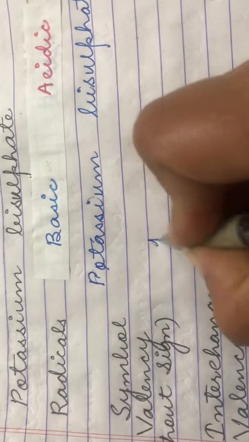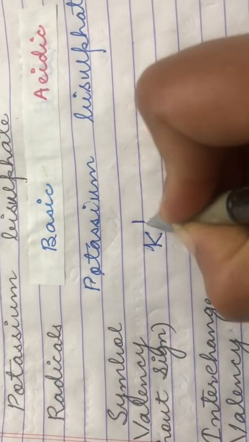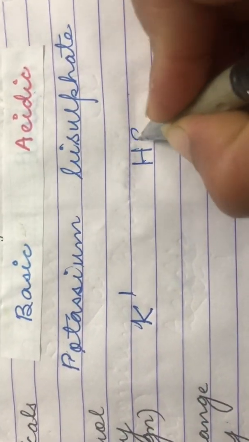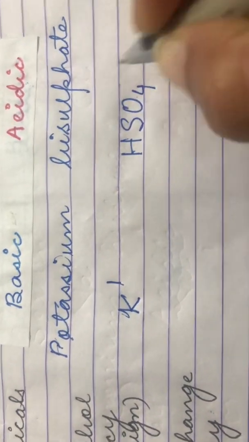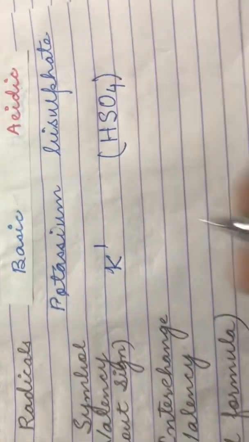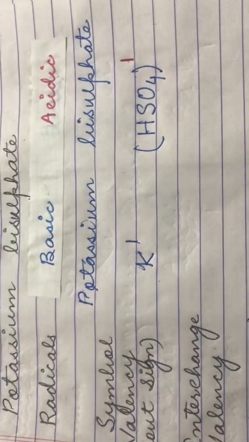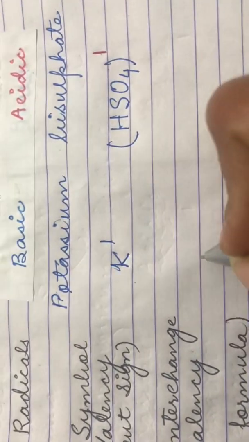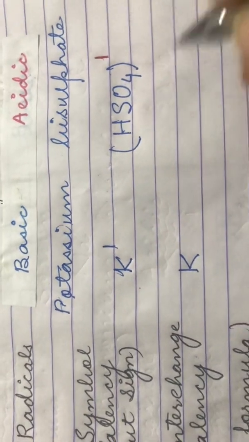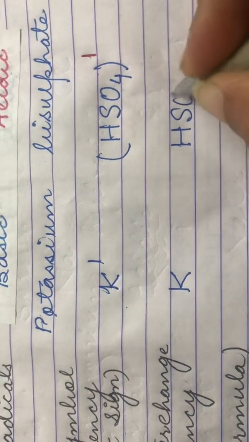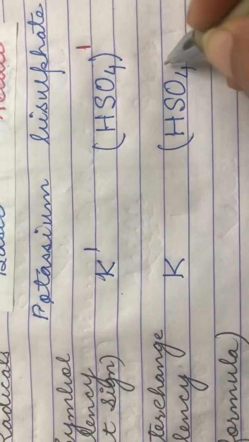Symbol of potassium is K. Its valency is 1. K is a single atom. We do not put any bracket here. Bisulfate has 3 kinds of atoms, H, S, O, 4. We put the whole in a bracket. Its valency is 1. As I am using different colors, you can use different colors to show the valency. When we do an interchange, we write the symbol as it is. K comes down here as it is. Bisulfate, we write it as it is, H, S, O, 4, preferably putting it in a bracket.